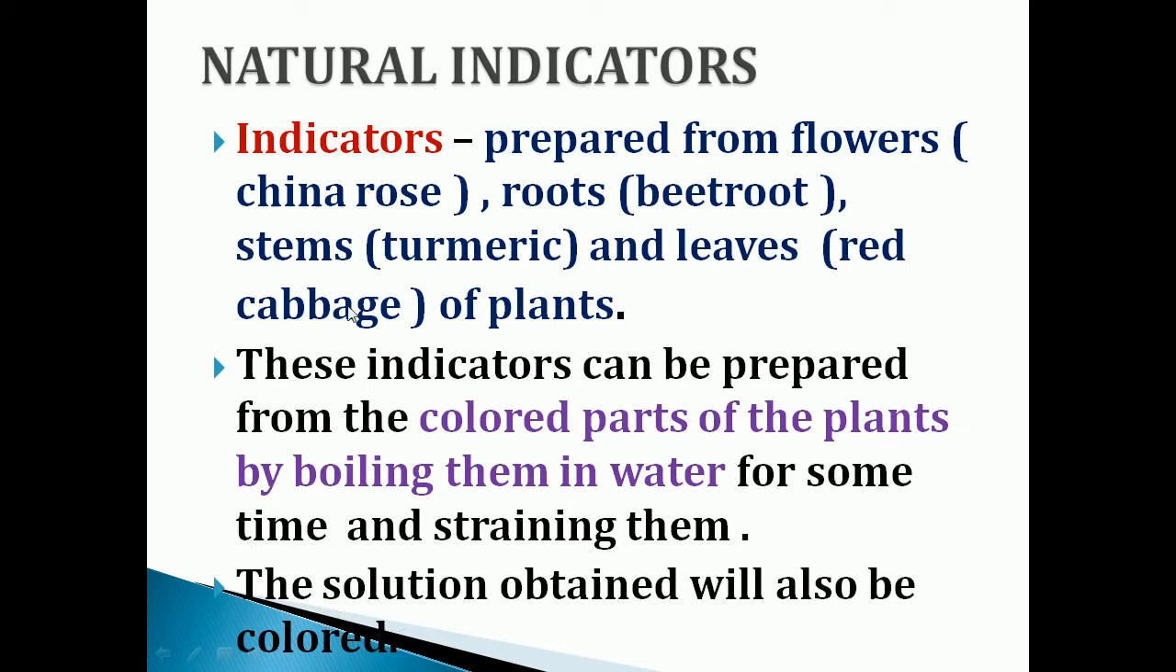Understood, children? The natural indicators can be prepared from the colored part of the plant. So how will we prepare it? By boiling the colored part of the plant in water for some time, and then you have to strain it. When we strain it, we obtain the solution which can be used as the natural indicator.